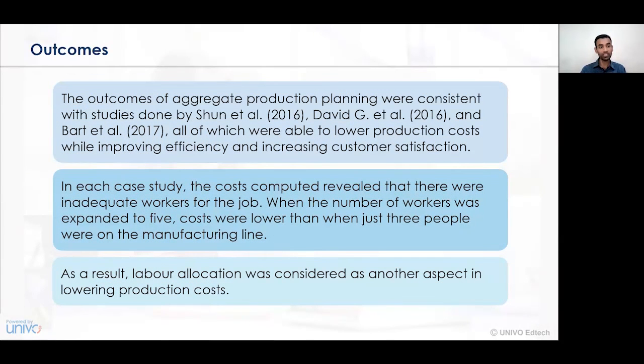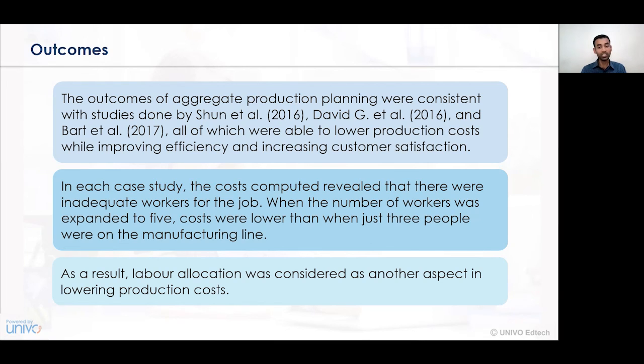The outcomes of this particular research have been considered by various aggregate production planning activities that have been undertaken in the scenario of 2016 and 2017. All of these concerns focus on lowering the production cost and how improving the efficiency can be undertaken. So the quality of the product can be increased by controlling the cost of production or manufacturing cost in the organization, and hence ultimately it can result in an increase in customer satisfaction.